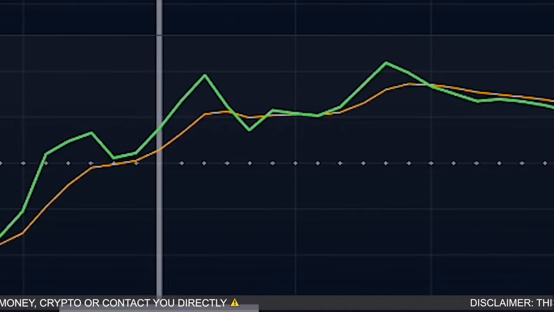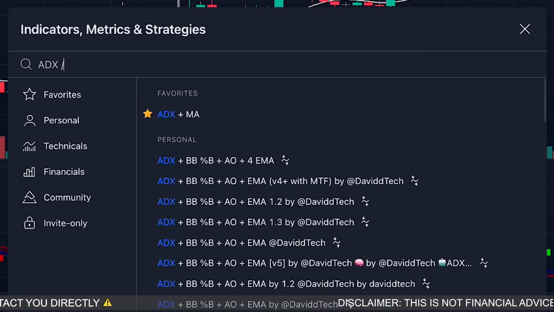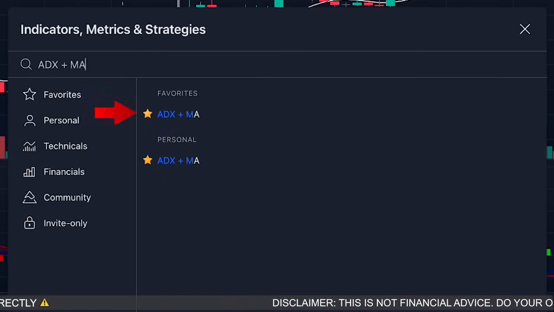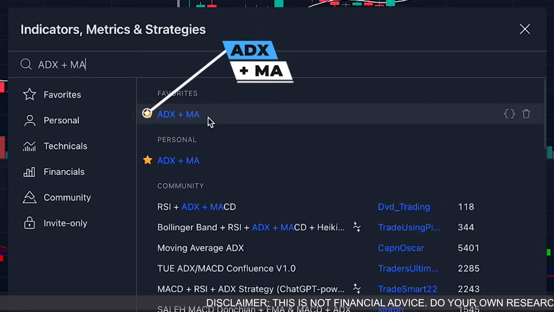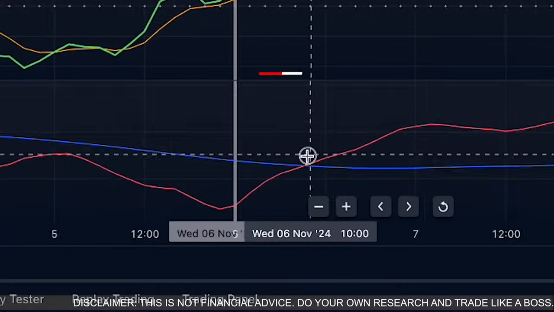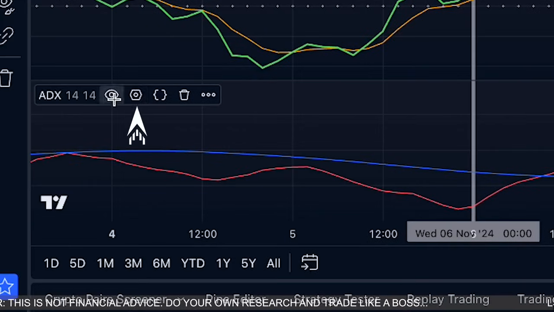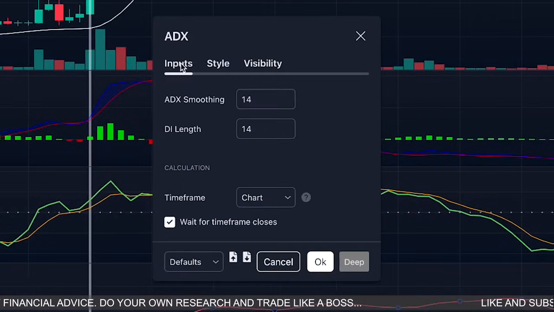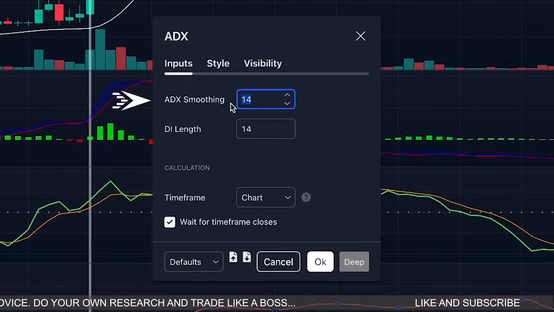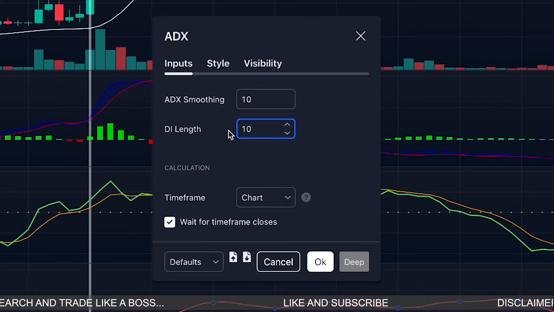Our final indicator is going to be our volatility indicator. We're going to be adding the ADX plus MA, another David Tech indicator you can get free of charge off of the website. We're going to be using this to confirm that there is enough movement in the market for us to take our entries. Now, I'm going to first of all go over to the length, and we're going to set the length to 10 and to 10 here.